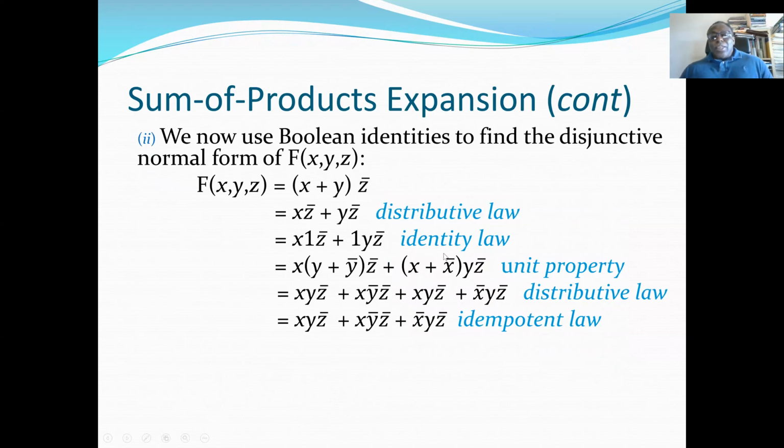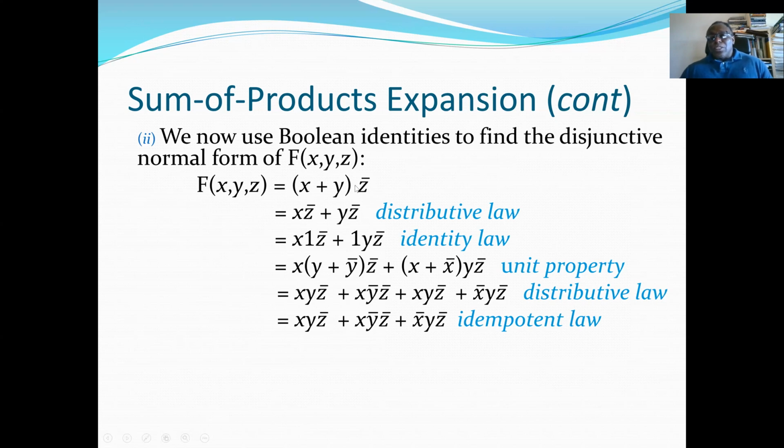Also, we can find the sum of product expansion using the Boolean identities. A question may say, find the sum of product expansion using Boolean identity, then you have to use Boolean identity. Or using the truth table, then we have to use the truth table. As long as the expression is given to us, we can use the Boolean identities to find the sum of product expansion. So let's see the same example. We have f of x, y, z equal to x plus y times z invert.